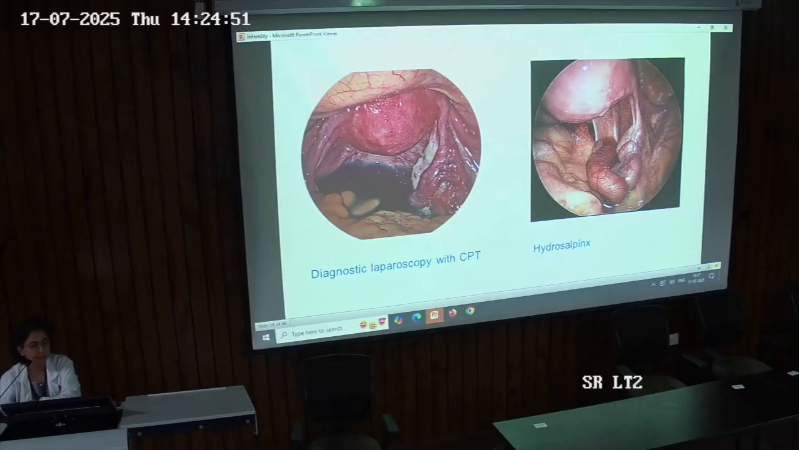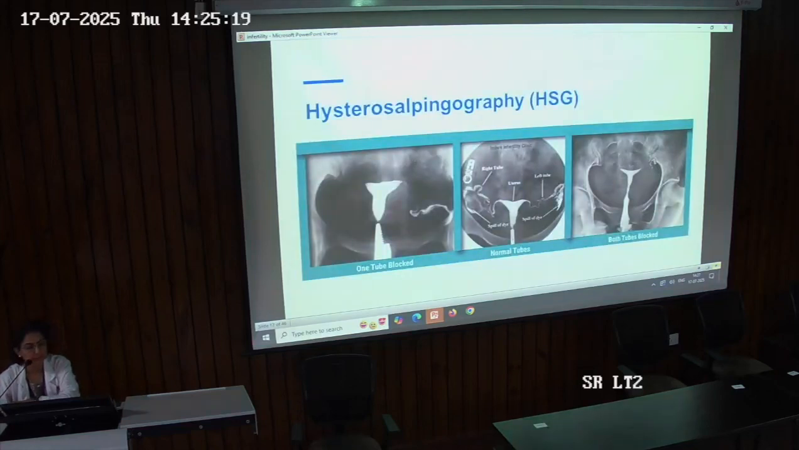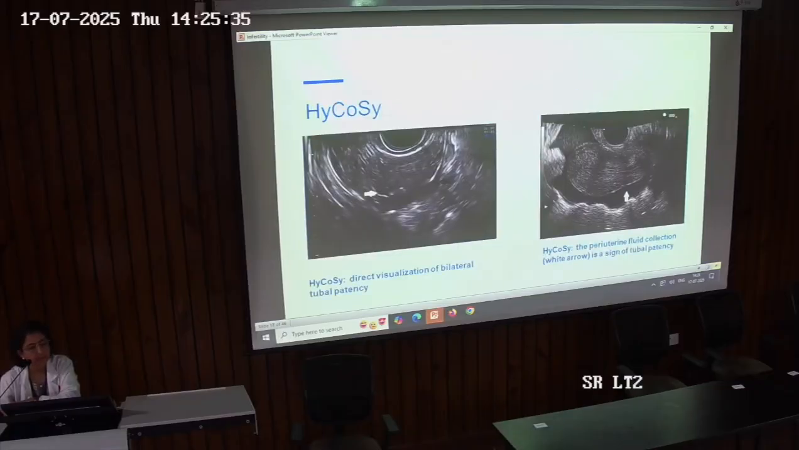So these are the laparoscopic images. You can see the uterus and bilateral tubes with the dye test, chromopertubation, CPT positive on both sides. In the second picture, you can see a dilated lateral half of the tube, termed hydrosalpinx, maybe PID, or maybe you can see some small tubercles. It could be tubercular also. In HSG images, we can see the uterine cavity, the contour of the uterine cavity, bilateral tubes, and patency of the tubes. So we can rule out congenital malformations as well as tubal patency. Similarly, what is hycosy?